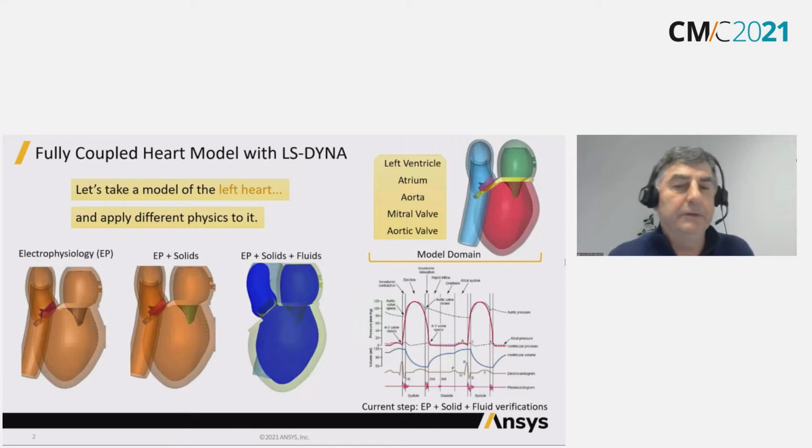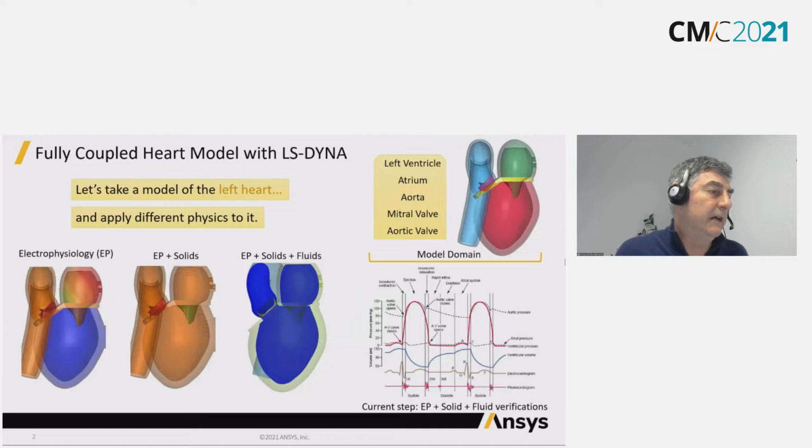So the heart, as you know, is the most complex organ in the body, and our starting point was the existing LS-DYNA software capabilities developed by the team in California. And what you see on the screen is a synthetic heart, a left heart with all attributes: left ventricle, atrium, aorta, mitral valve, aortic valve.